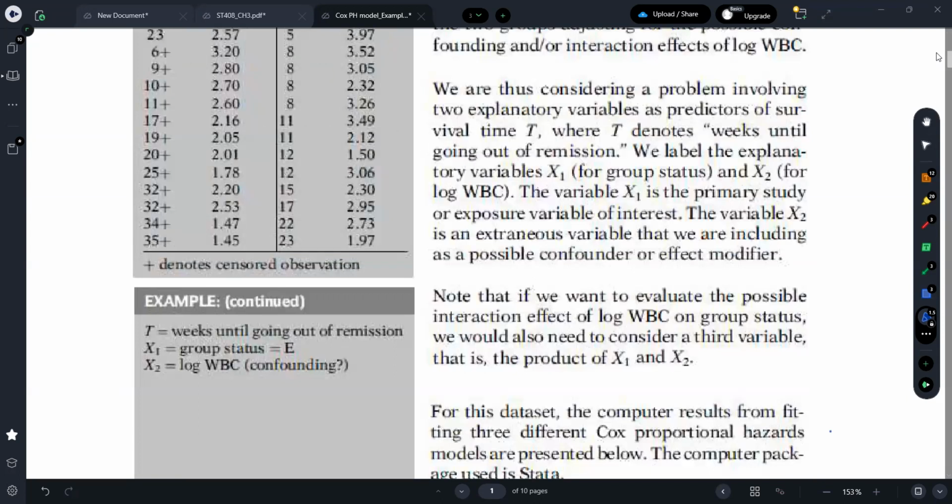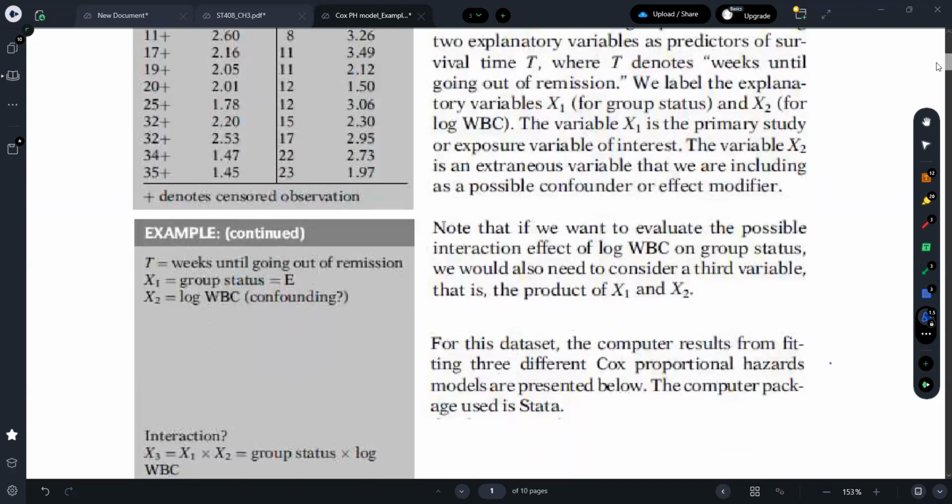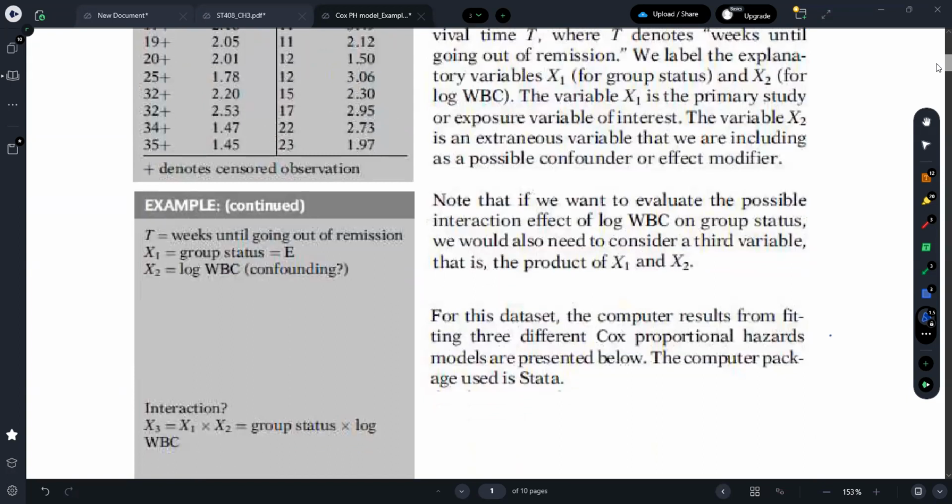Now, suppose you fit the model for this data, right? And also you can check the interaction. So you can check whether there's an effect due to the treatment, whether there's an effect due to the white blood cell count, and whether there's an effect due to both. That's the interaction. So all these things you can check using the Cox PH model. That's very similar to the regression analysis, right?